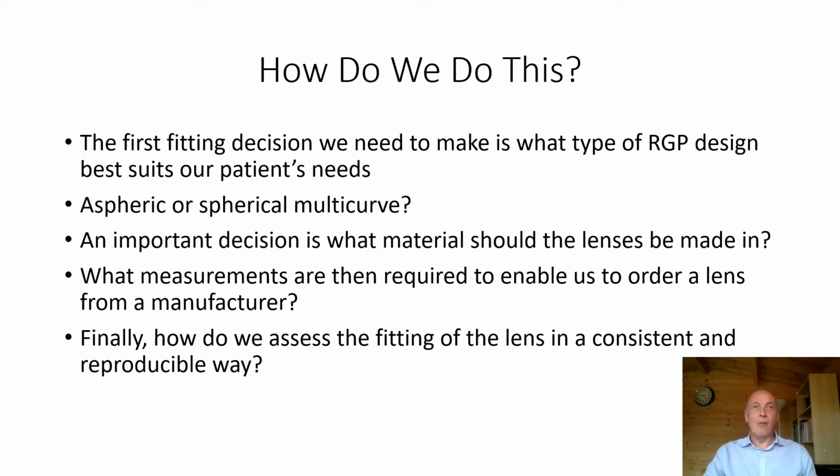We also want to think about what type of material we're going to make the lenses out of. Now, each gas permeable lens material has individual features and benefits which we need to consider based on our examination of the patient. Now, there's a series of measurements that we need to take to enable the lenses to be manufactured accurately. So what measurements do we need and how do we take these? And then finally, when we've got the lenses in on the patient's eyes, how do we assess this lens fit in a reproducible and consistent manner?